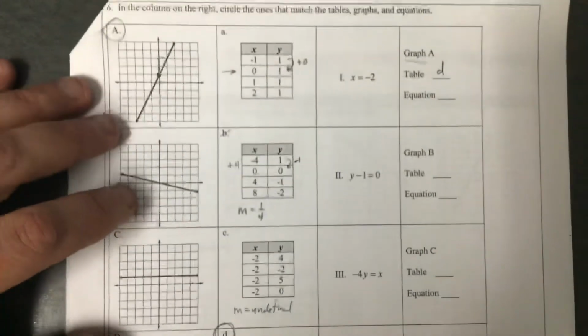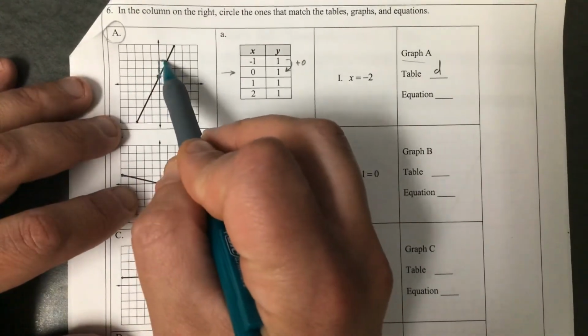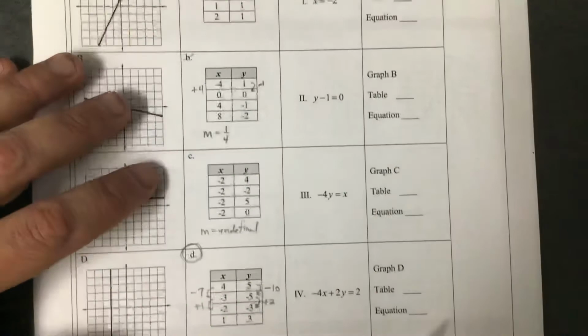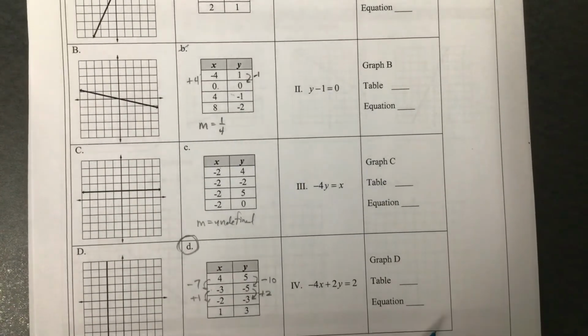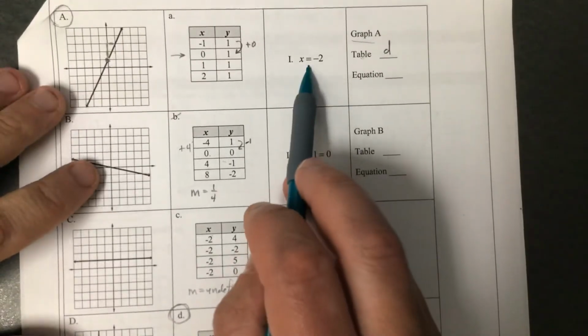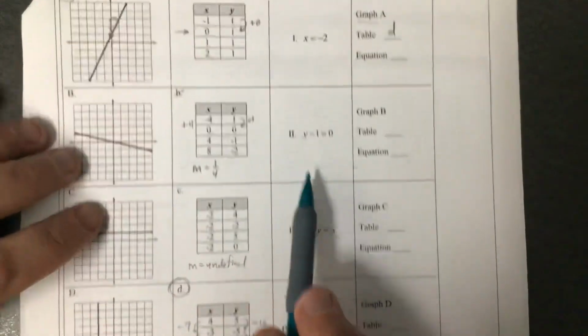All right, so anyways, let's do the equation. Well, the equation's easy. This has got a slope of 2, a y-intercept of 1. Which one has a slope of 2 and a y-intercept of 1? Certainly not this one. This is a vertical line. This is a horizontal line.